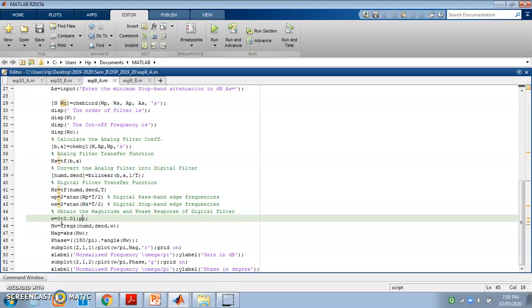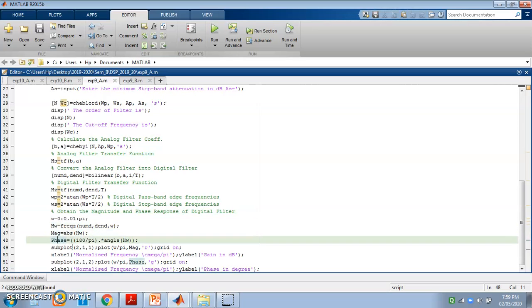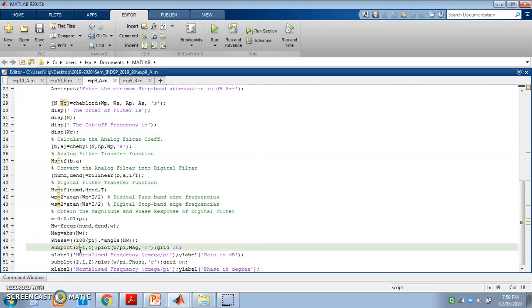And once I know the frequency and once I know the numerator and denominator coefficients, I can go with the standard command, that is h of omega is equal to freqz of numerator d comma denominator d comma omega. And once I know the h of omega, I can split that h of omega as a magnitude function and phase function, and I can plot it with respect to the omega value.